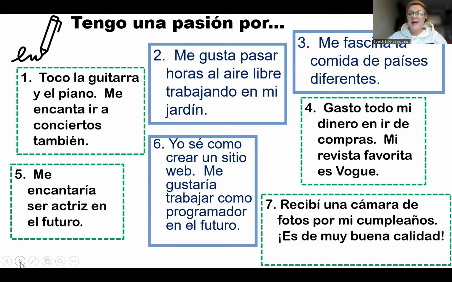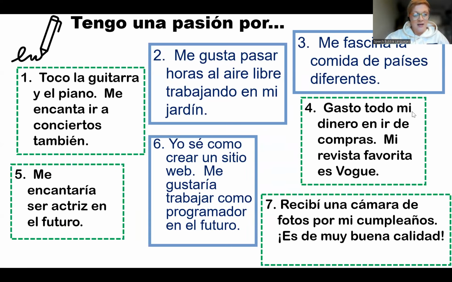Muy bien. Número tres, me fascina la comida de países diferentes. Tengo una pasión por la cocina. Número cuatro, gasto todo mi dinero en ir de compras. Mi revista favorita es Vogue. Tengo una pasión por la moda.